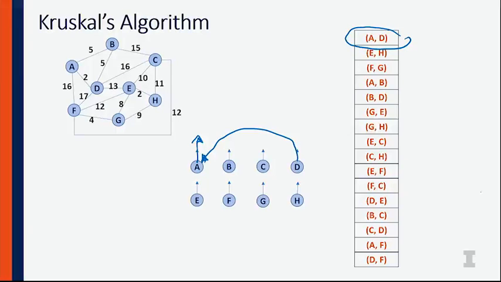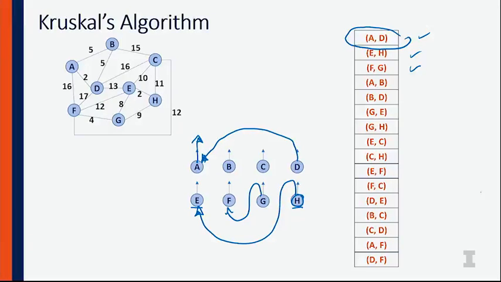Next, we look at E and H. Are E and H in different sets? They are, so we union E and H together. Next, we look at F and G. Are F and G in different sets? They are, so we union F and G together.